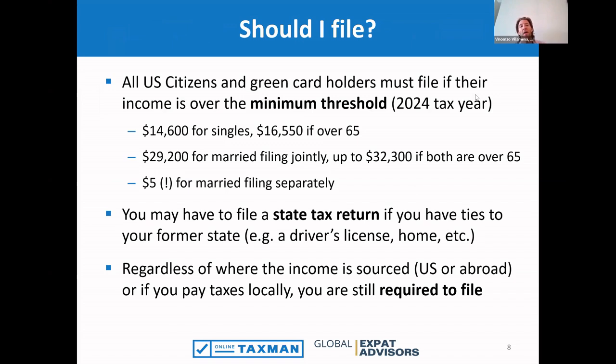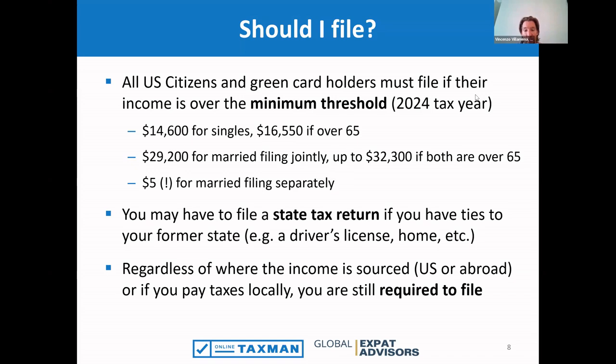So the big question is, should I file? Right? That's the first question, of course. And there is a minimum threshold. It's $14,600 for singles, $29,200 for married filing jointly. These are the thresholds for 2024. They're essentially the same for 2025, and then $5 if you're married filing separately, right? So if you have a non-resident spouse and you're going to do that, know that your filing threshold is a lot lower. And then, of course, do you have to file a state tax return, right?